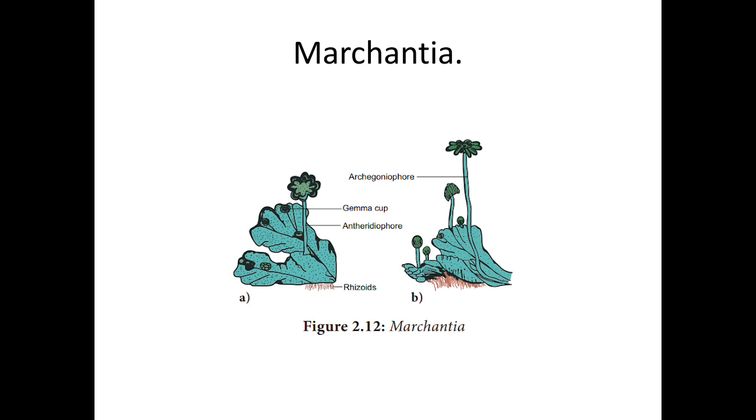On the dorsal side, an umbrella-like structure is there, and these are nothing but the receptacles. They bear male as well as female sex organs. The plants are generally dioecious. Male sex organs are on one plant and female sex organs are on a separate plant.